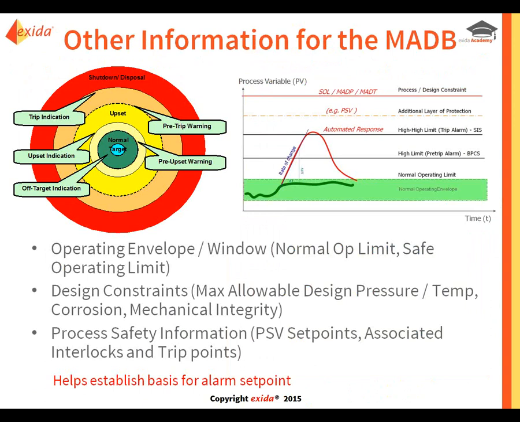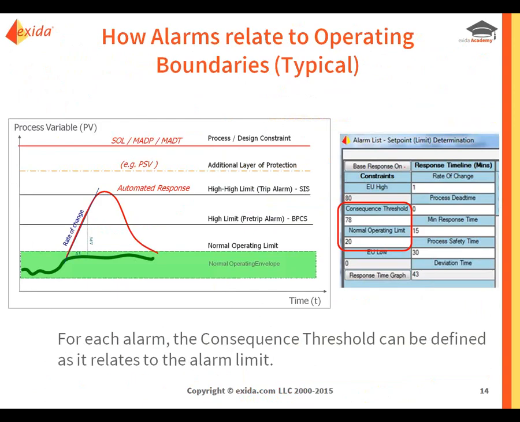So defining information like your safe operating limit or your design constraints or relief valve trip points or SIS trip point, relief valve lift points, lift settings, SIS or interlock trip points, all that is very good information to incorporate into the master alarm database to substantiate the establishment of alarm limits. Going a bit further, you might want to, in more detail for each particular alarm, establish what the corresponding consequence or normal operating limit is, the consequence threshold, which is the point where you're trying to put the alarm in there to prevent the process from getting to that point.